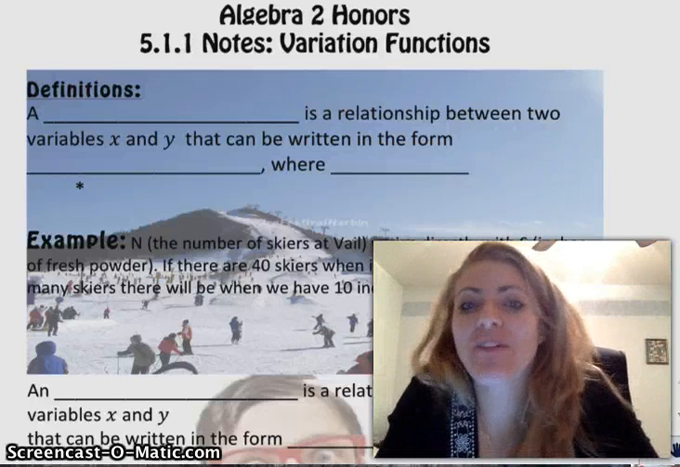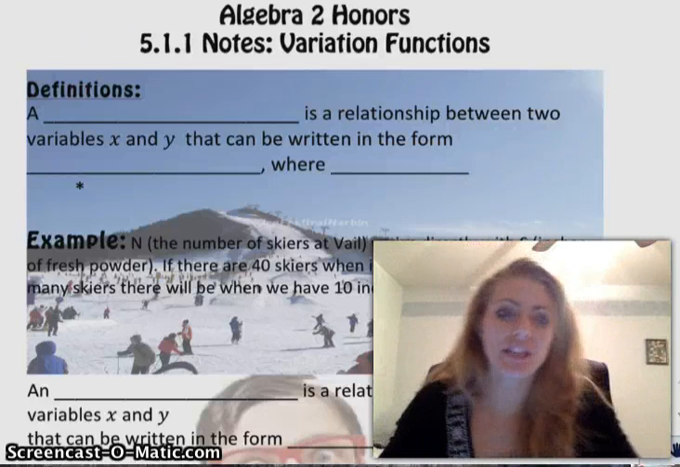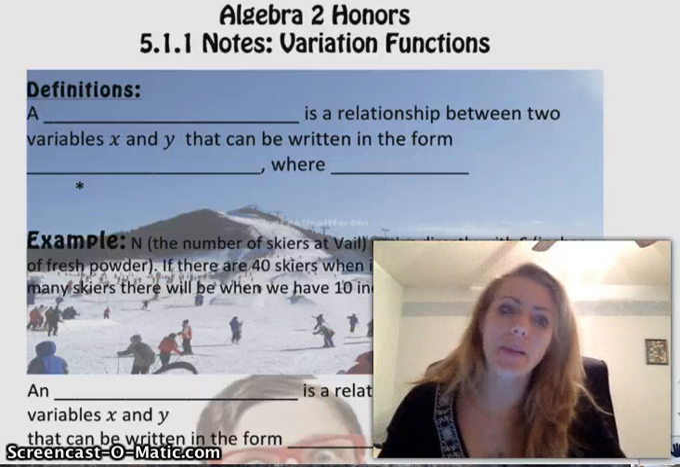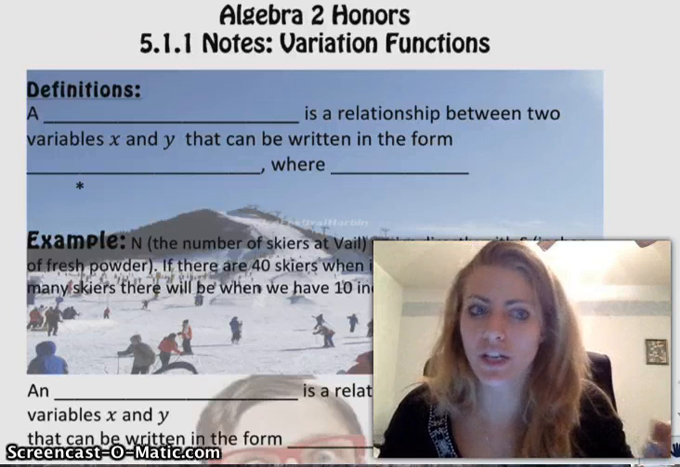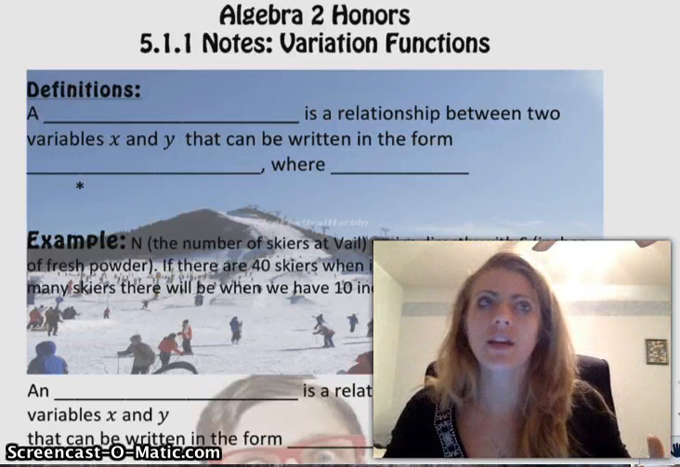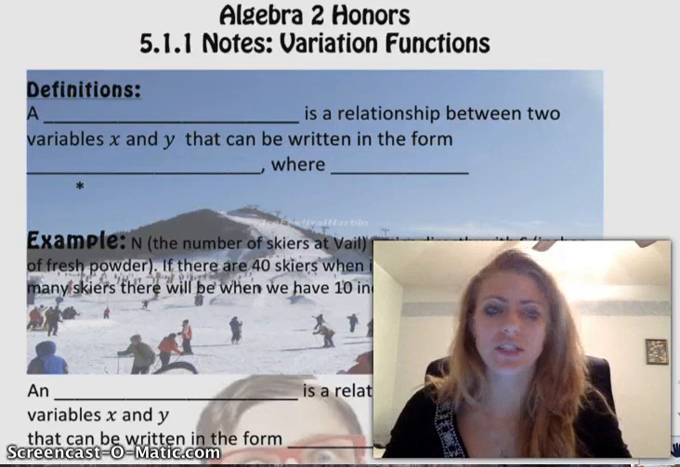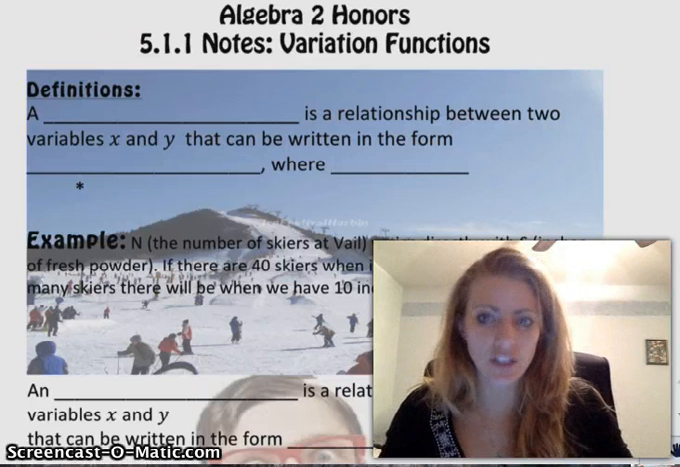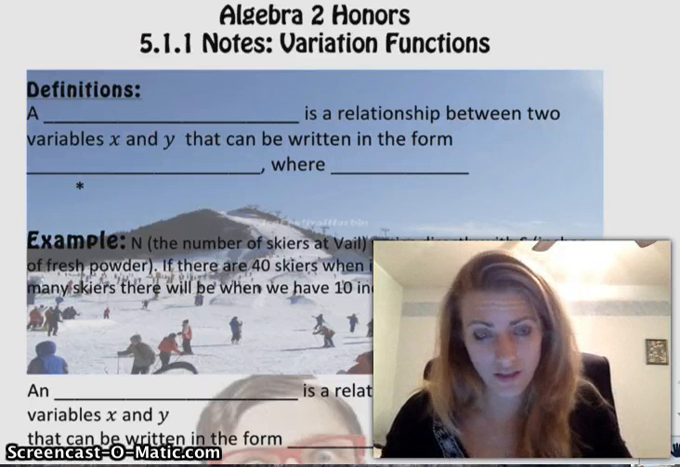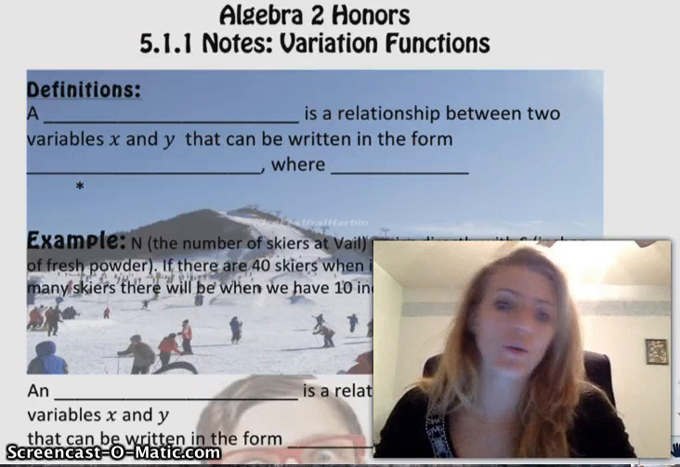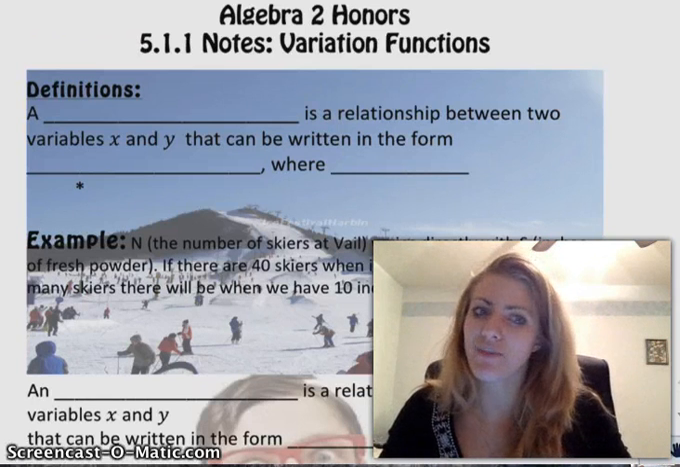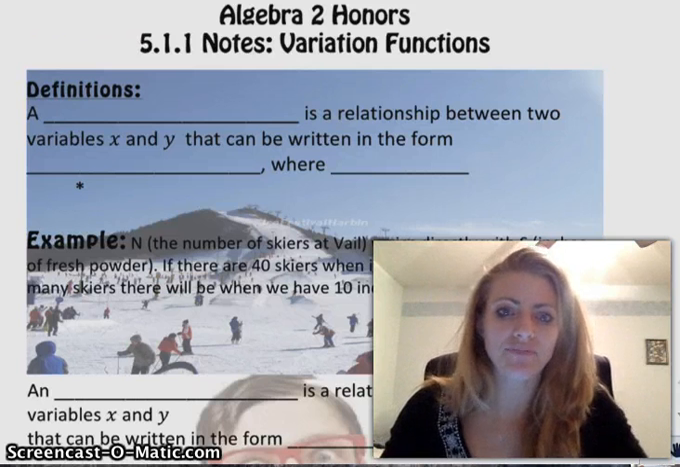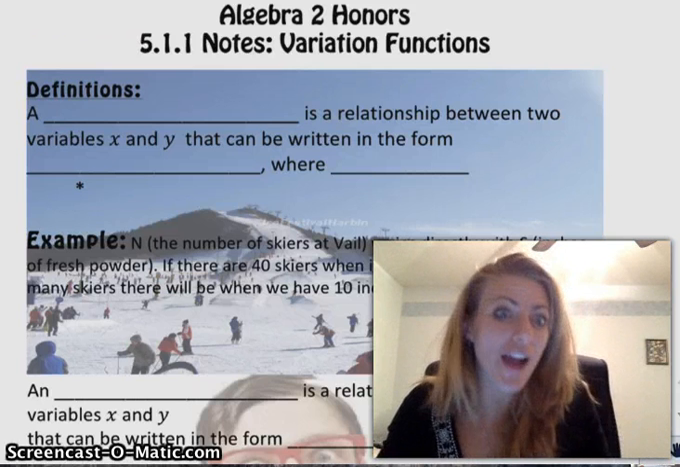So, we're starting chapter 5. Chapter 5 is mainly about rational functions, but we're not getting there today. Today we're just going to talk about variation functions, inverse functions, and direct functions, and then joint functions. So we're just going to talk about those, have a couple examples, and that's about it. Nothing too exciting. But it's going to be awesome.